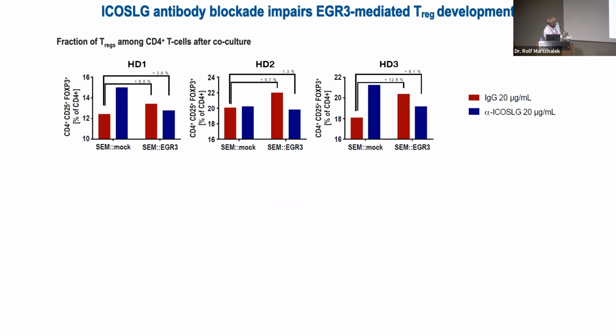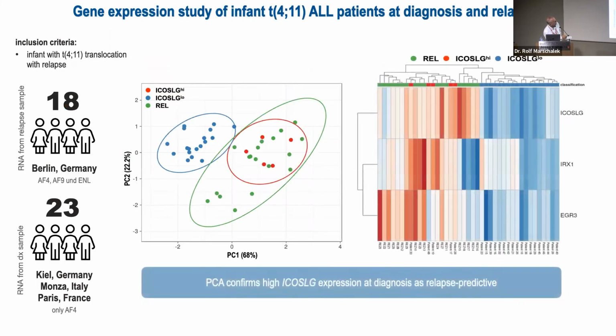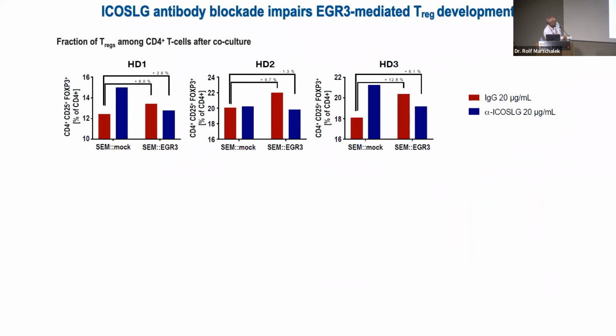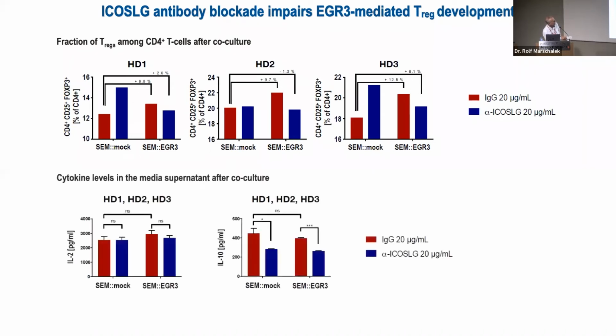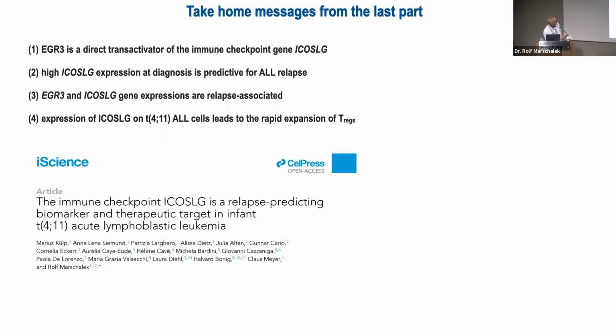When we block the ICOS ligand by an antibody, there are antibodies available, then we see a decrease in regulatory T cells, and we see this also by looking at interleukin-10 production, while interleukin-2 production was not changed. So this means, and this is a paper which came out recently, that ICOS ligand is a new marker which is quite important when you want to investigate leukemia patients. High ICOS ligand expression is predictive for relapses, and this is due to the expression of EGR3.